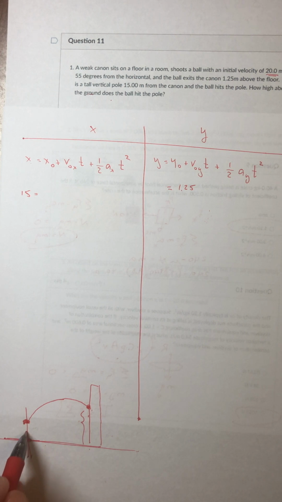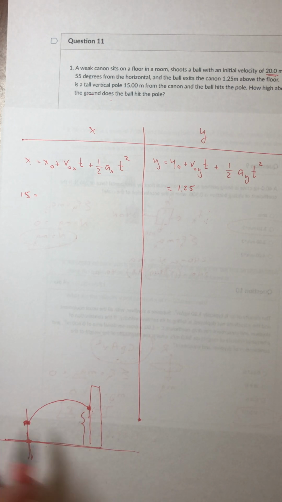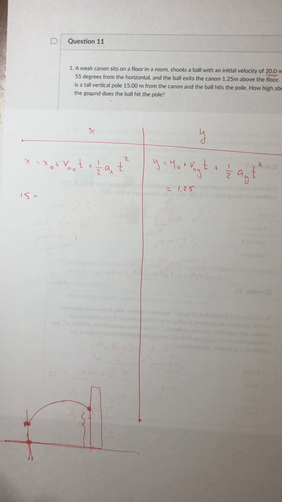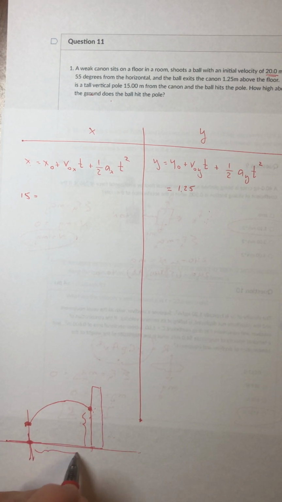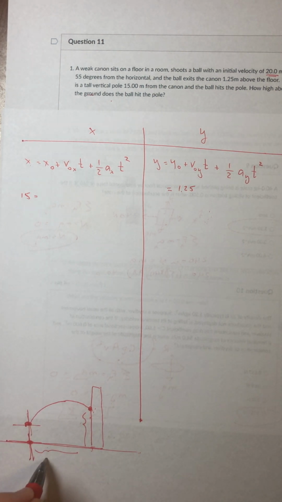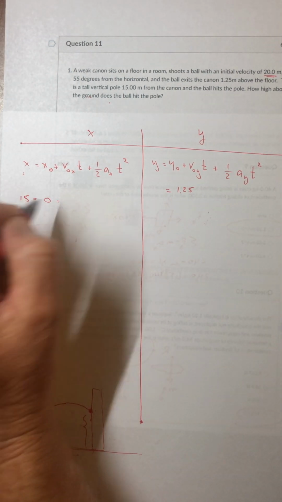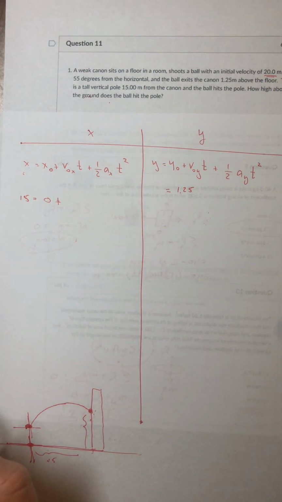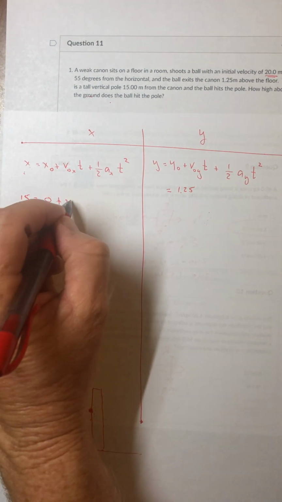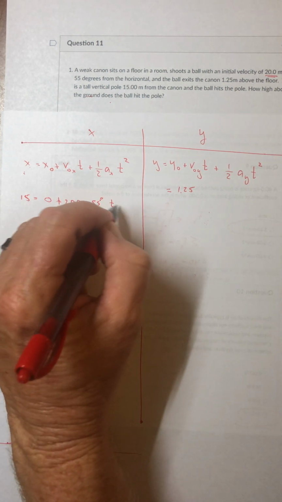And keep in mind, there is no right or wrong place to pick your origin. You can pick it where it's launched, you can pick it where it lands, you can pick the corner of the pole. But I think this one might be the most direct one for this case. But whether you pick the origin here or where the ball launches, you're going to get a horizontal distance of 15 and a starting one of 0. And then you're going to get a 20 and a cosine of 55 times t.